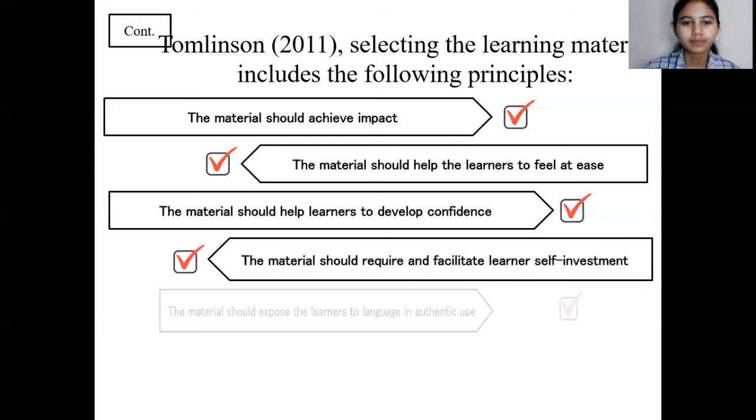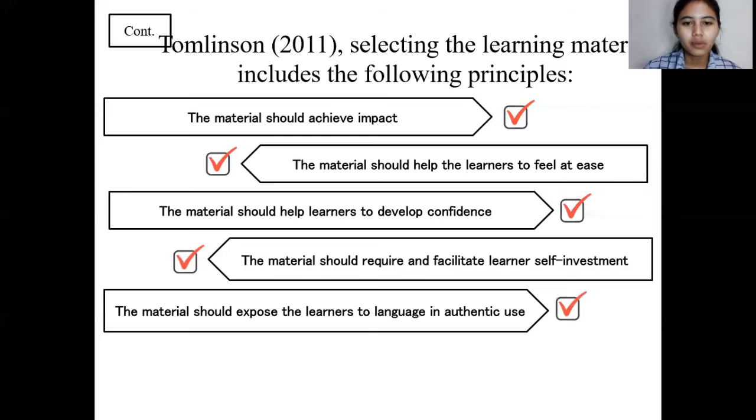The material should expose the learners to language in authentic use. So authentic material is important because the students will relate the material in the school, and also with their daily life. So it is very related to each other.